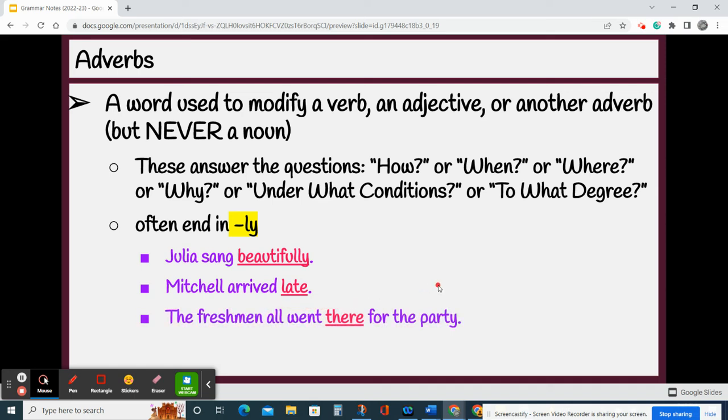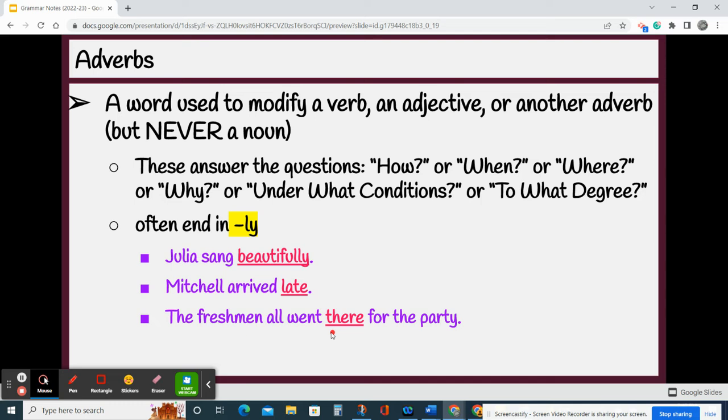Last example. The freshmen all went there for the party. This one's easy enough. This one answers the question where. It does not end in ly, but it does answer the question where. And it also modifies a verb. Went is the verb. So, yes, we do, in fact, have there being used as an adverb here.